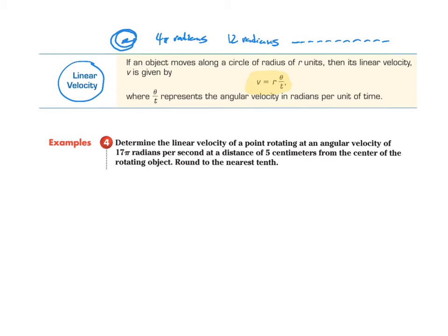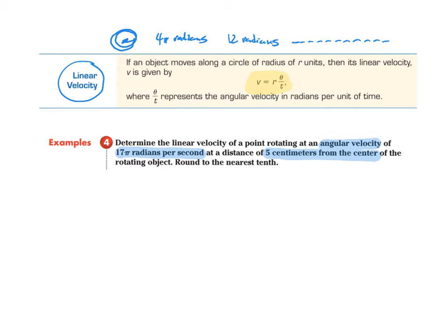In example 4 here, we're asked to determine the linear velocity of a point rotating at an angular velocity of 17 pi radians per second at a distance of 5 centimeters from the center of a rotating object, round to the nearest tenth. So they're giving us a couple of values. The first value is we're told that the angular velocity is 17 pi radians per second. We're also told that our object is 5 centimeters from the center. That's telling us how big the radius of the circle is, meaning our radius is 5.